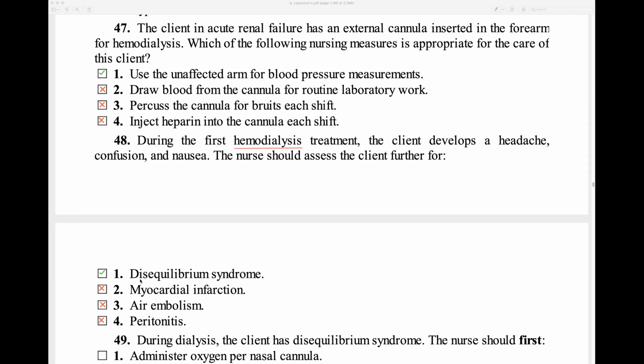So why do you think they develop these symptoms the first time they're getting hemodialysis? Common symptoms of disequilibrium syndrome include headache, nausea, vomiting, confusion, and even seizures. Disequilibrium syndrome typically occurs near the end or after the completion of hemodialysis. It is a result of rapid changes in fluid volume and composition of the blood.